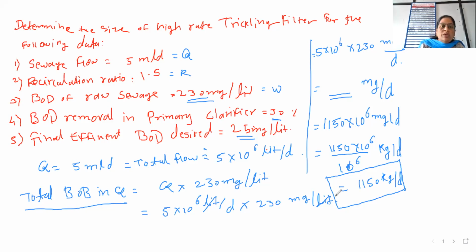No. What we are doing? We are designing the trickling filter. So we are finding out the parameters of the trickling filter. So this is not going to be applied. That 1150 kg per day, that amount of BOD is not going to be applied to the trickling filter, because 30% of BOD is getting removed in a primary clarifier. I will tell you this with the help of one figure.